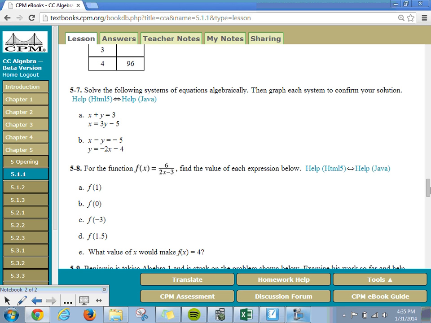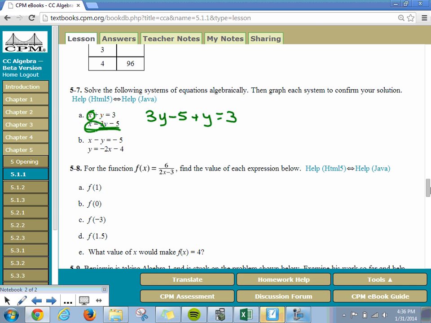So we can see that we've already got one of the equations solved for our variable, solved for x. So what that tells me, and is a big hint, is that we're going to be using the substitution method in part A. What that means is when I see an x in my top equation, I'm going to plug in whatever x was equal to. In this case, that's 3y minus 5 plus y is equal to 3.